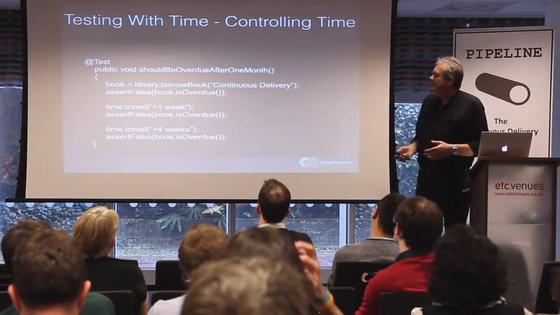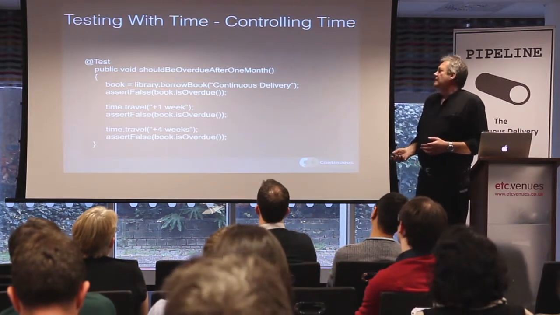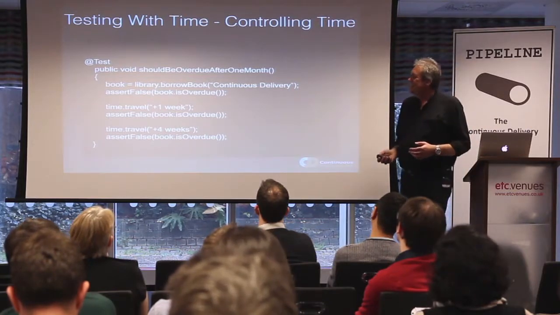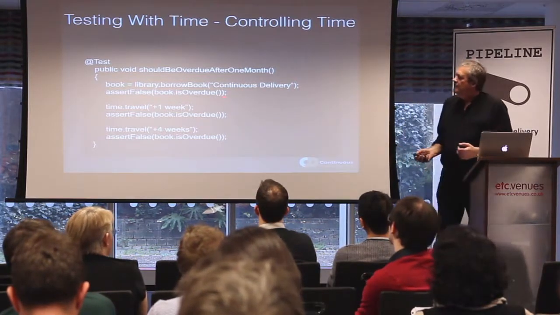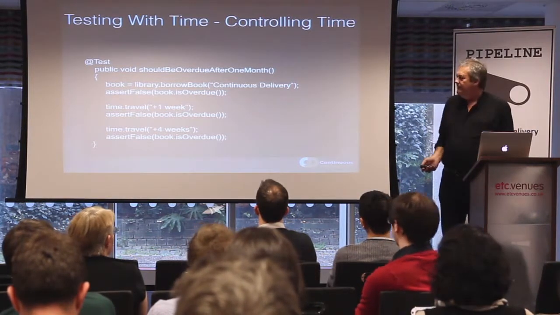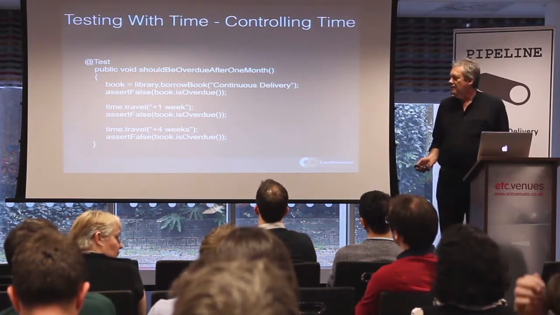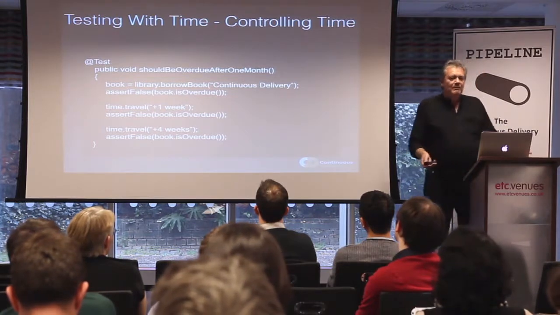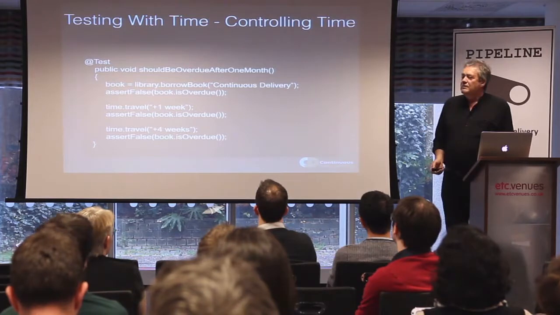So here's an example of such a test. So you can see I'm selling my book. So let's imagine you're borrowing a book and the book's not overdue. You've only just borrowed it. So time travel 1 week, the book's still not overdue. Time travel 4 weeks, the book's now overdue. Okay, it's a simple test, easy to understand, and it's quite a nice way of expressing it.